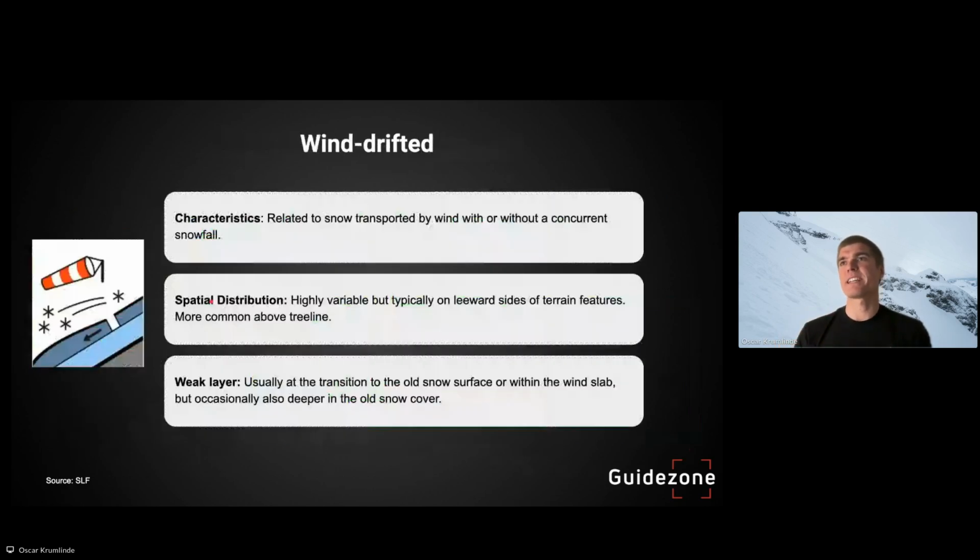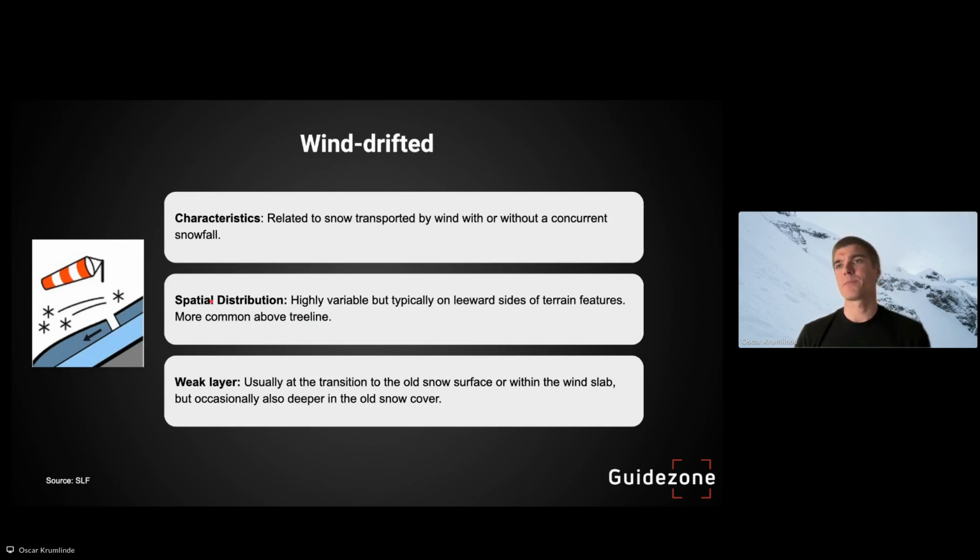We move on to the second avalanche problem, which is wind drifted snow. So this is related to snow transported with the wind, with or without concurrent snowfall. So it can exaggerate the effect of new snow, or it can just exist even though it hasn't snowed for a long time. And this is often referred to as the mother of all avalanche problems, because wind can transport snow at a much faster rate than snow falling from the sky. So we can add a lot of new snow to a specific place without it actually snowing.